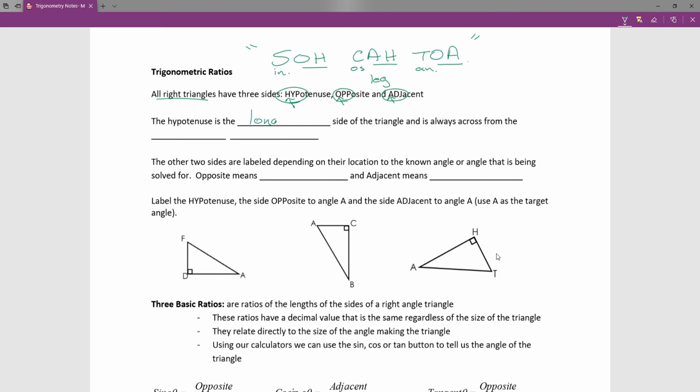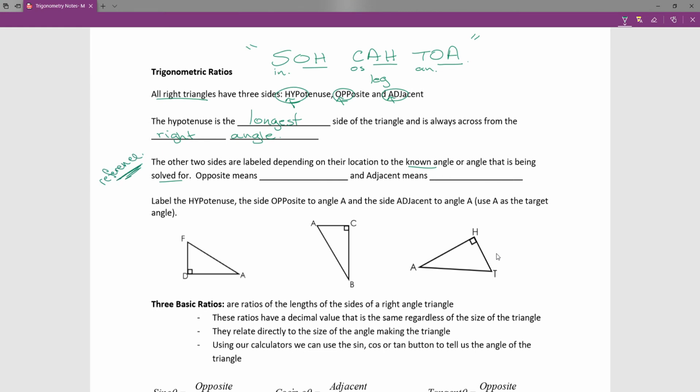Longest side. And we know we've done this before. It is always across from the right angle in the triangle. The other two sides are labeled depending on their location to the known angle or the angle that is being solved for. So sometimes I call that the reference angle.